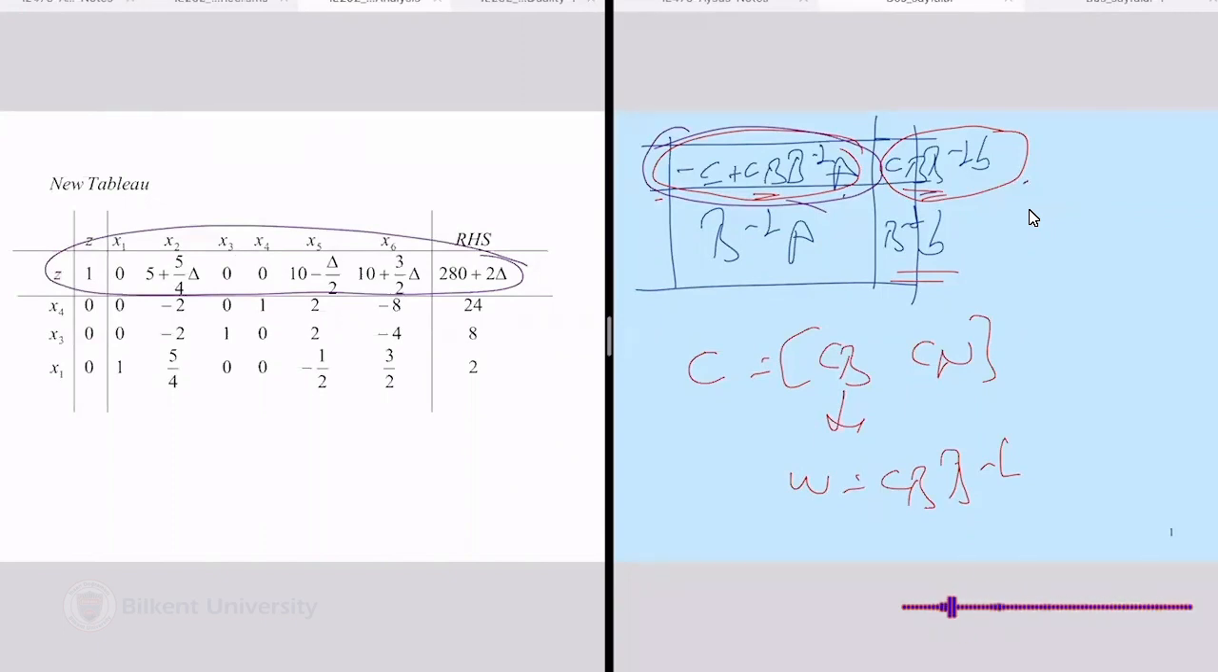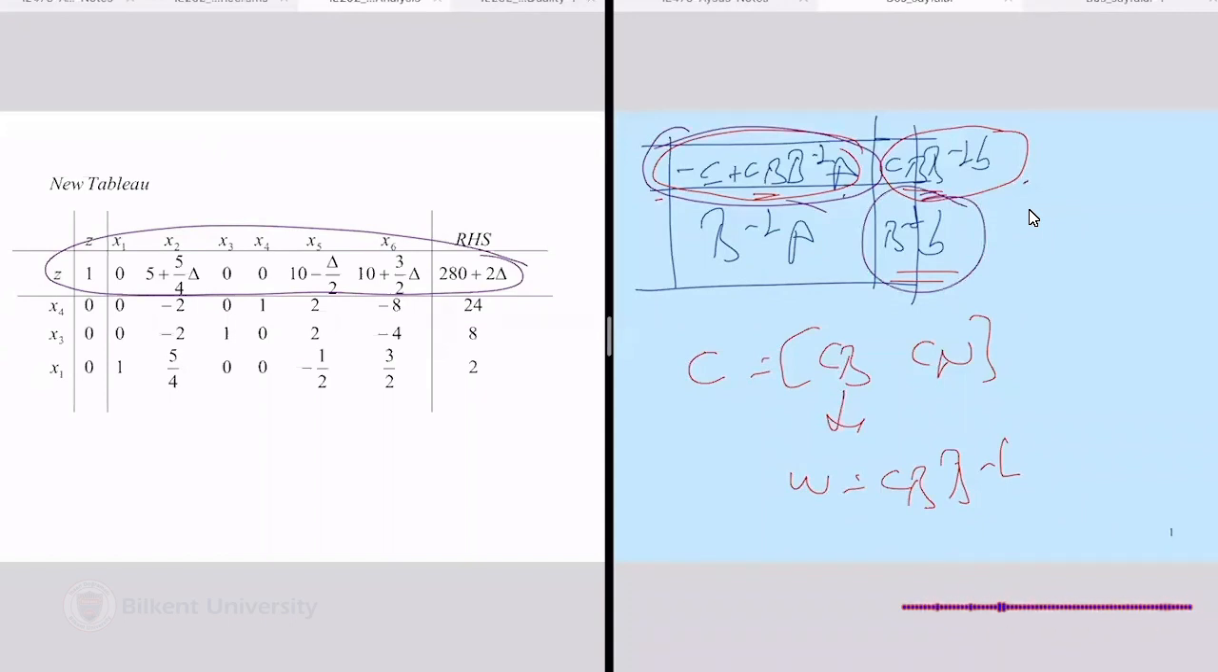Okay, we have seen change in right-hand side and we have seen change in C. Change in the right-hand side, we may or may not lose primal feasibility, and if we lose it, we use dual simplex. Change in row 0 is here, change in C, right? We may or may not lose dual feasibility.